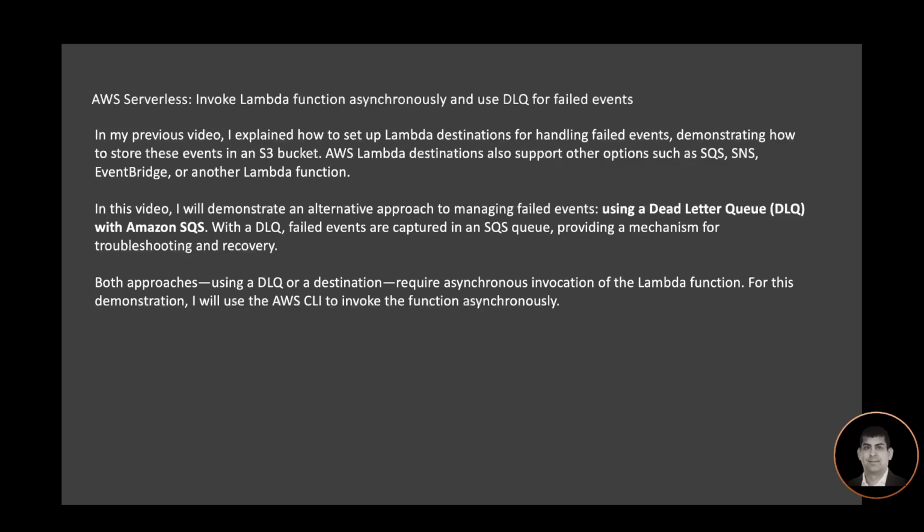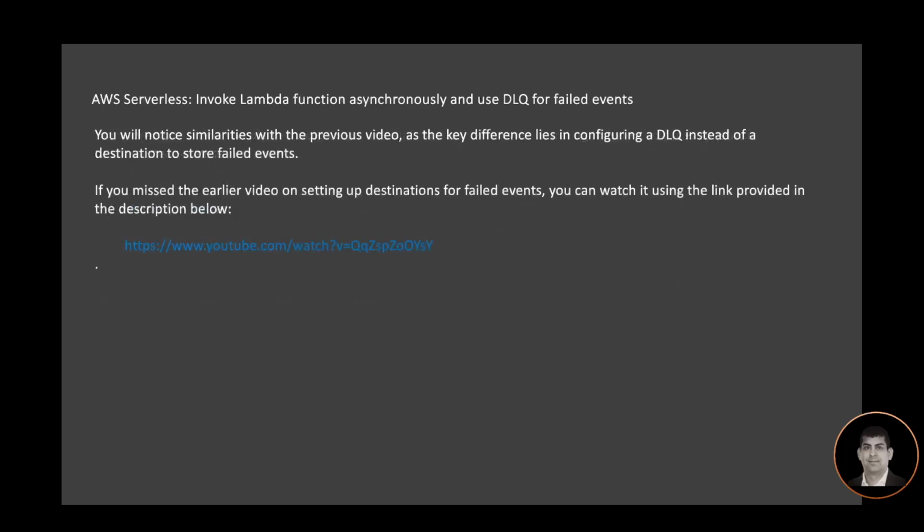Both approaches, using a DLQ or a destination, require asynchronous invocation of the Lambda function. For this demonstration, I will use AWS CLI to invoke the function asynchronously. You will notice similarity with the previous video, as the key difference lies in configuring a DLQ instead of a destination to store failed events. If you missed the earlier video on setting up destination for failed events, you can watch it using the link provided in the description below.